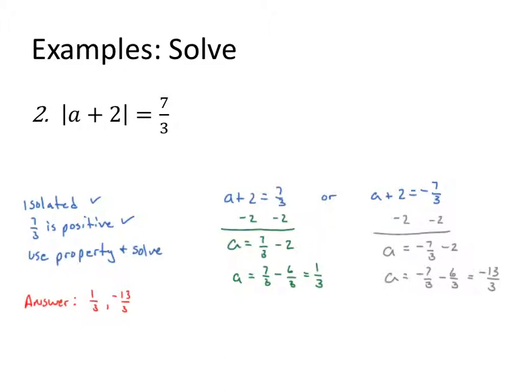Remember, we don't need mixed numbers. Mixed numbers, that's for baking and carpentry. We're doing math. Improper fractions are just fine. So our answers will be 1/3 and negative 13/3.